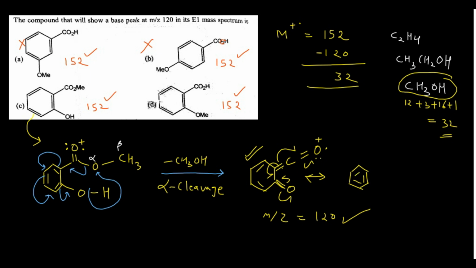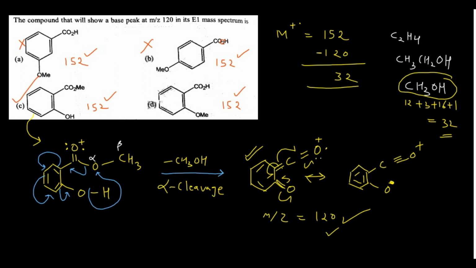This single bond carbon, triple bond oxygen with positive, and your oxygen with a dot. Okay, so this is a resonance stabilized structure. So this is giving the 120 value. This is giving the 120 value. That means my option C is looking like the correct option. So I can mark my option C as the correct option.